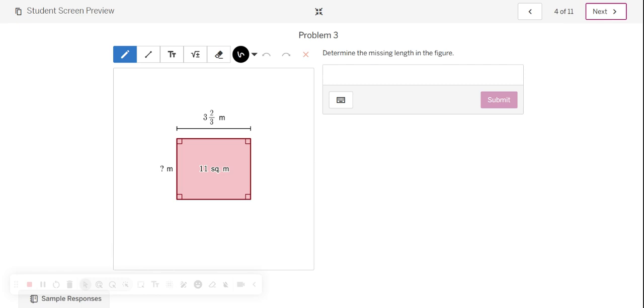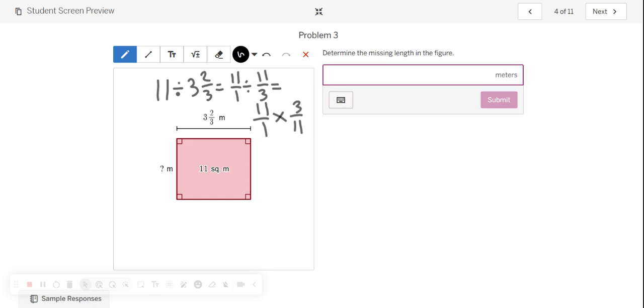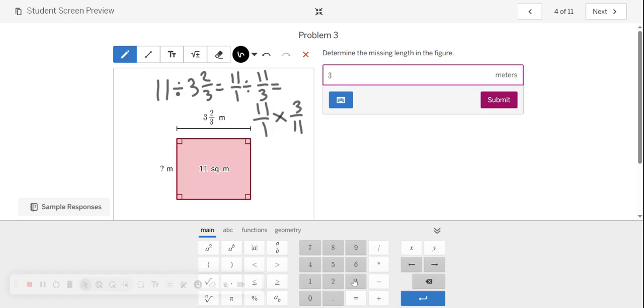In here, I've got simply 11 divided by 3 and 2/3. 11 divided by 3 and 2/3 is 11 over 1, divided by 11 thirds. I can't divide straight across. I mean, I can, but it'd be easier if you took a look at the right hand side, flipped it over, and then multiplied. Now I've got 11 on top, 11 on the bottom, and I end up with 3 as my answer.